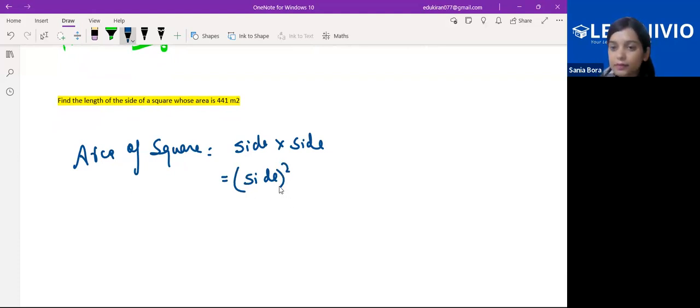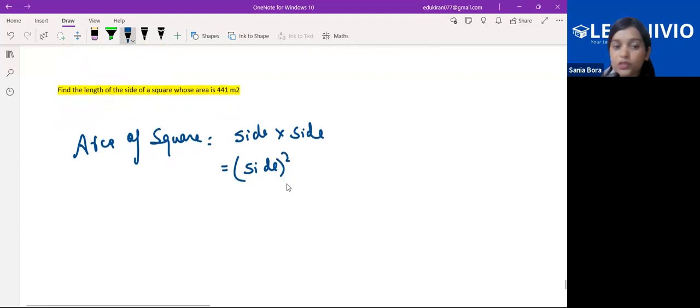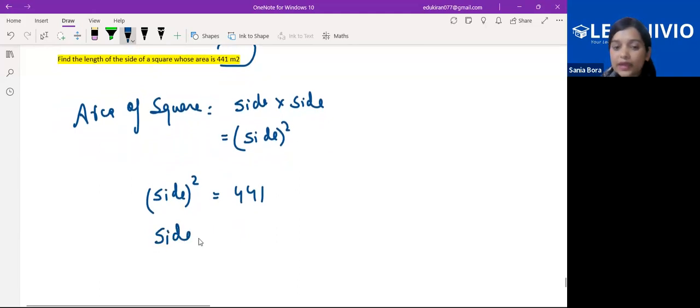Now say yes or no. Yes, ma'am. So area is already given to you, which is 441. So that means it is given that side square is 441. You have to find the side, right? So to find side, you will send the square to this side. Once the square goes this side, it will become like this. Yes or no? Everyone? Yes, ma'am.